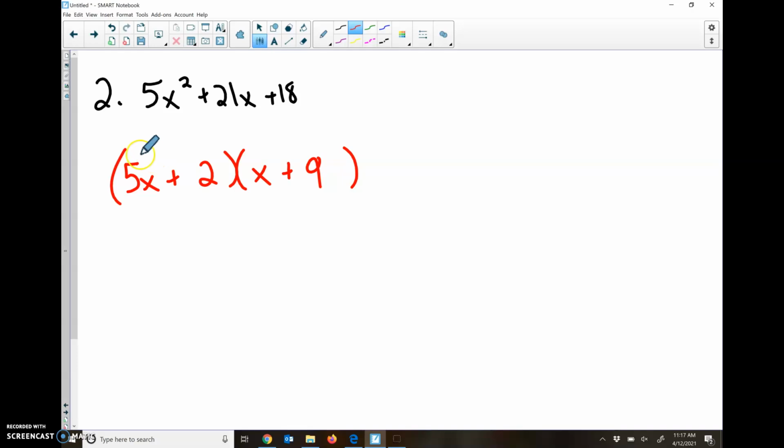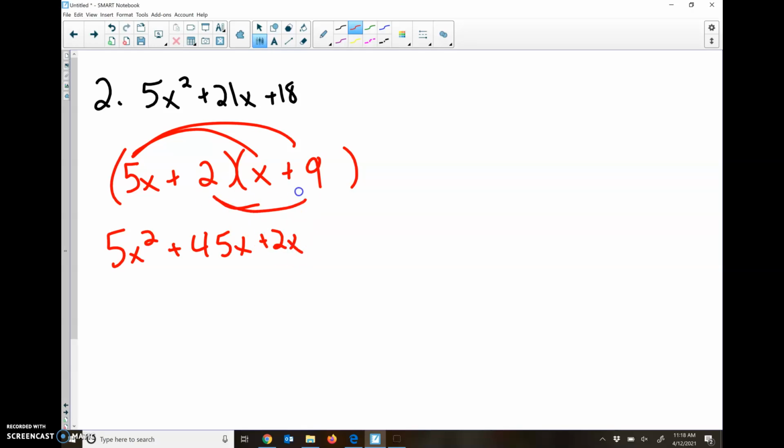All right, so I'm just going to FOIL it out, see if I get my right answer here. So right off the bat, I kind of see this 45x there, and that's really big. So I kind of know that I messed up right there. But let me finish it off just so I know for sure. 45x plus 2x, that's 47x. So not going to be the 21x I'm looking for. So let's try 5x, x plus, oops.